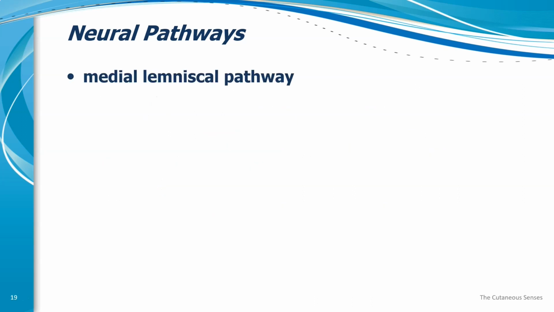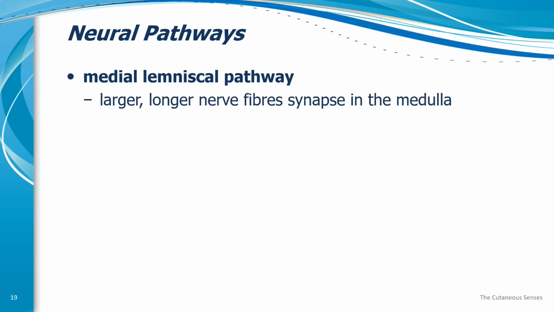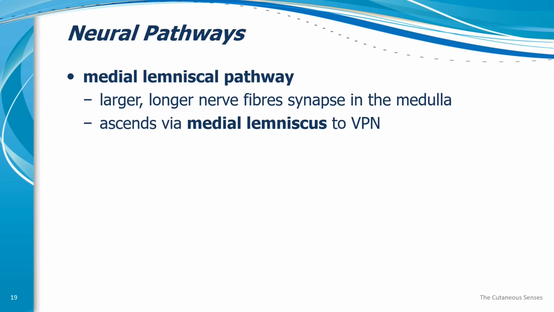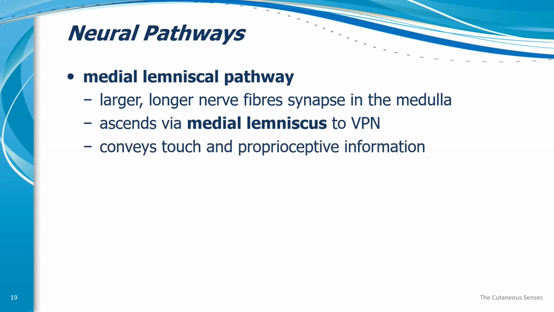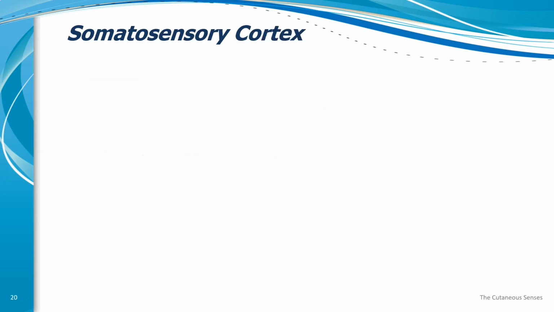Okay, the other major pathway is called the medial lemniscal pathway, and yes, this is actually self-explanatory. Okay, so we're using the larger diameter and longer nerve fibers that synapse in the medulla oblongata. They ascend via the medial lemniscus, and interestingly also go to the VPN, yes, of the thalamus. And this contains both touch and proprioceptive information. Okay, so of course the thalamus is not an end point. I don't mean to imply that, but we are now at the brain, and of course that means we need to take a look at the organization of the cortex, and specifically the somatosensory cortex.